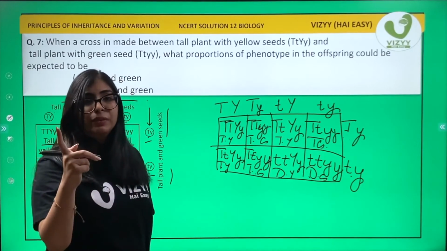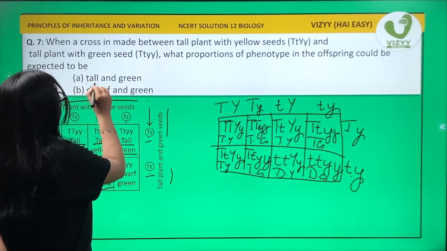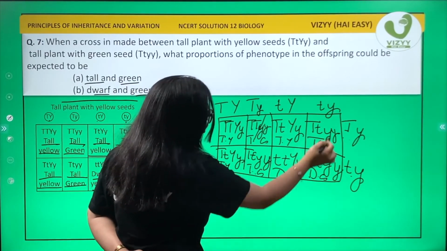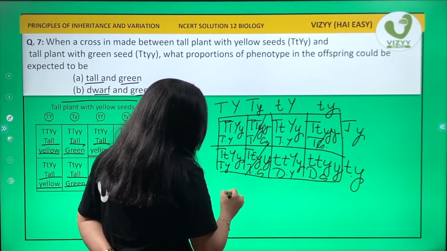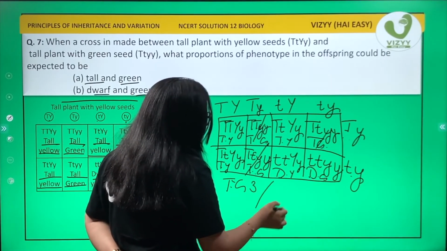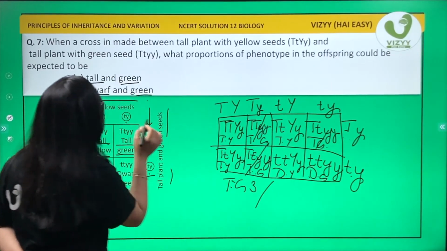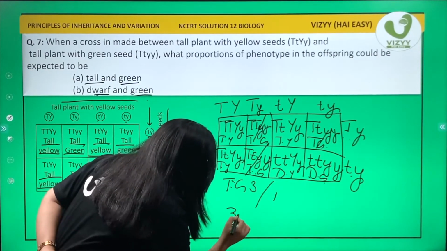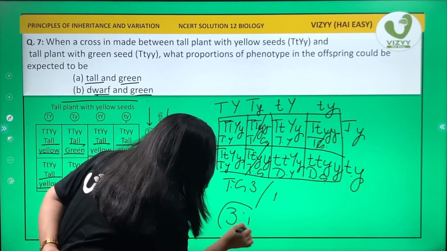Okay, now what are we asked? The ratio of tall and green to dwarf and green. So let's count. 1, 2, 3. Tall and green are 3 and dwarf and green is 1. So the answer here is 3:1.